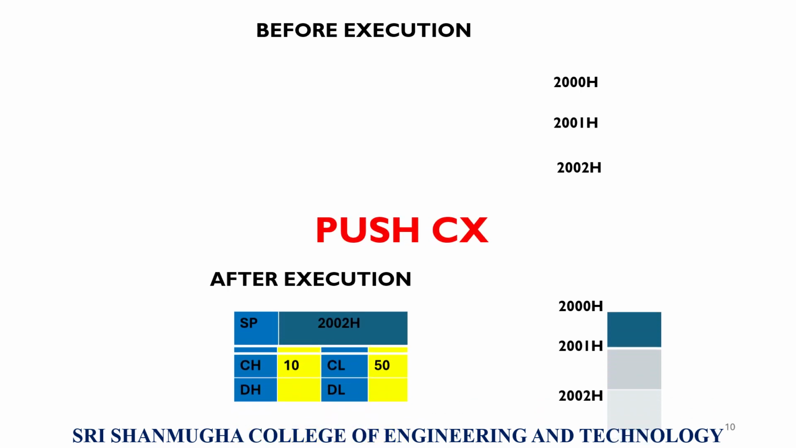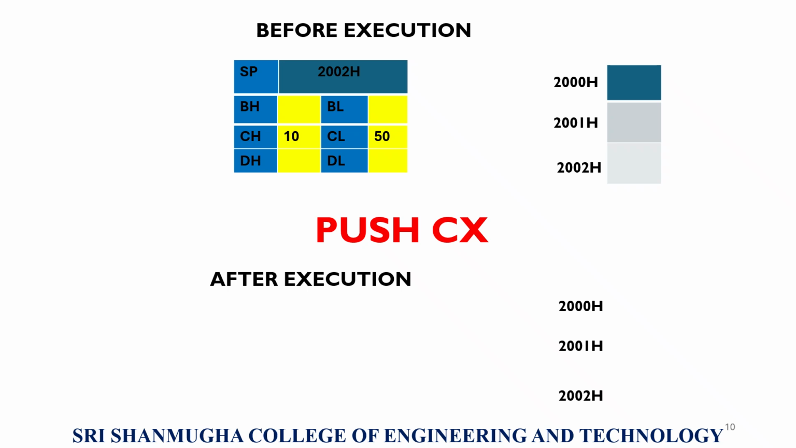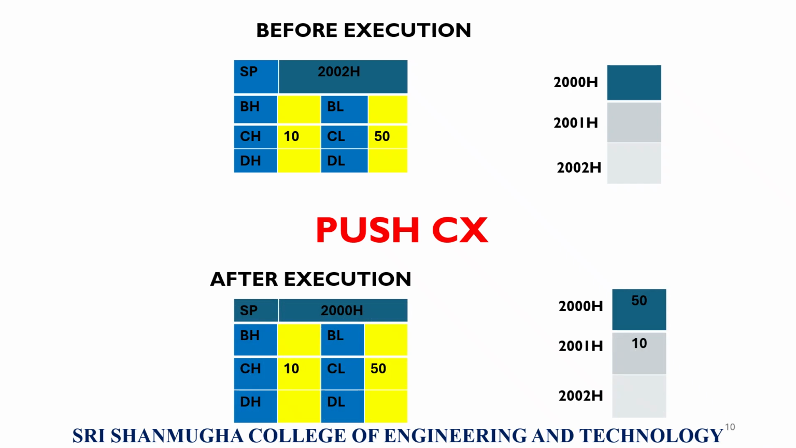So after execution, we are given push CX. So CX is our source. Actually, you can see what is present in CH and CL. The data present in CL is known as the lower byte data, and the data present in CH is known as the upper byte data. So after executing push CX, you can see what happens.